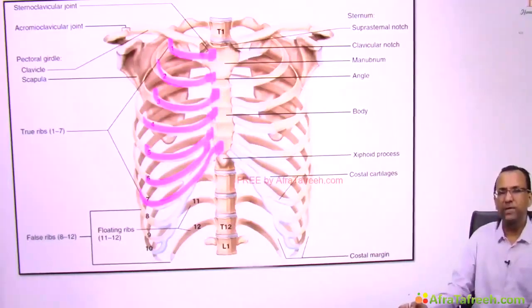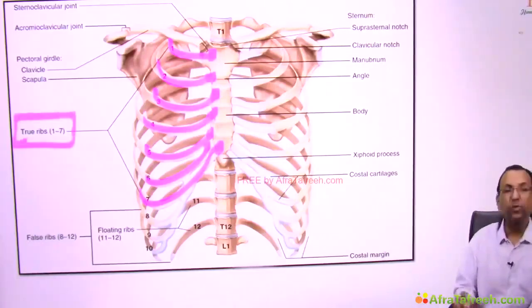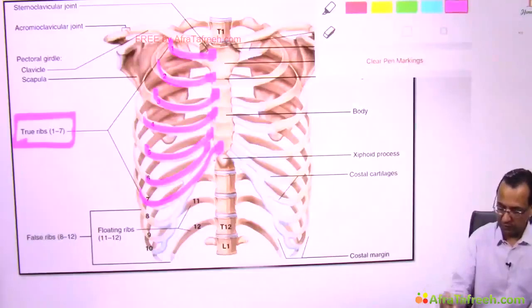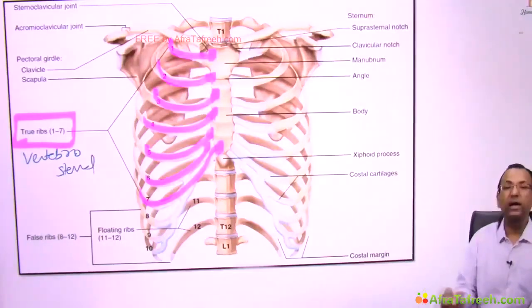Where did they come from? They came from the vertebra. They are called true ribs and vertebro-sternal ribs. So there are true ribs or vertebro-sternal ribs. Yes, they come from the vertebra and attach to the sternum.